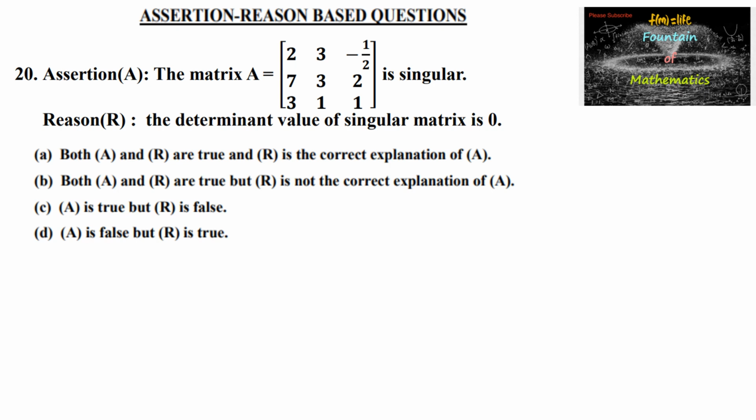Assertion reason based questions. Assertion is given. The matrix A is equal to the 3 by 3 matrix 2, 3, minus 1 by 2; 7, 3, 2; 3, 1, 1 is singular. And reason: the determinant value of a singular matrix is 0.